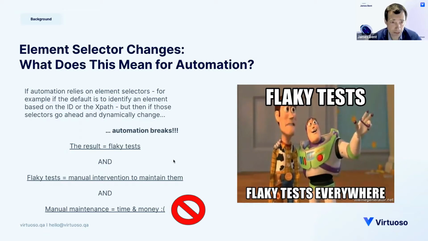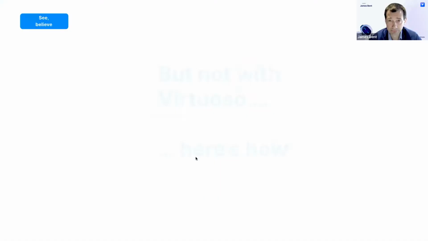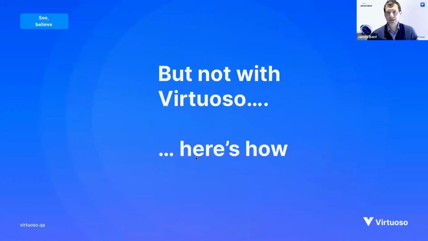So the wonderful thing, and what we're really going to get into now, is that you don't have to worry about element selector changes with Virtuoso. You don't have to spend time maintaining them because of dynamic changes. And here's how, as we jump into the demo.